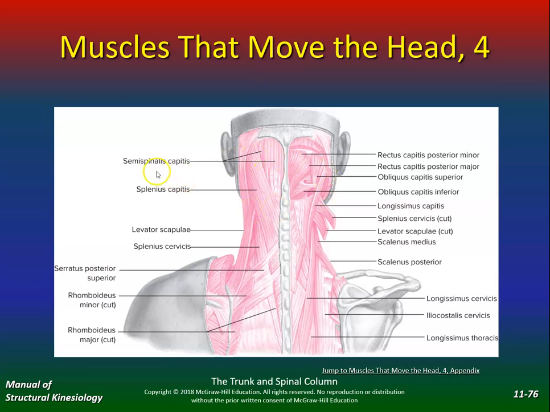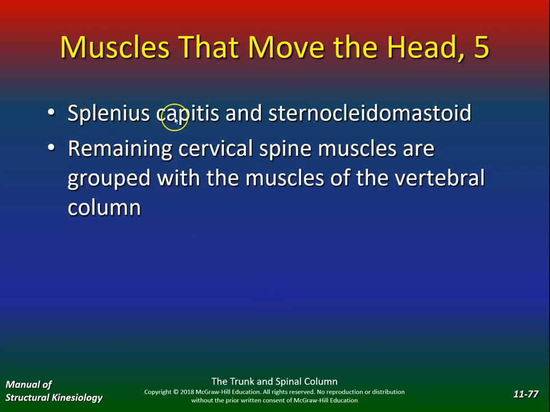So look at this: semispinalis capitis, splenius capitis, levator scapulae, longissimus. Look at all these muscles. It's amazing that you have all these muscles back here. Again, here's the iliocostalis, longissimus, and the splenius group. So I love sushi. It goes from lateral to medial. Splenius capitis, the remaining cervical spine muscles are grouped with the muscles of the vertebral column.